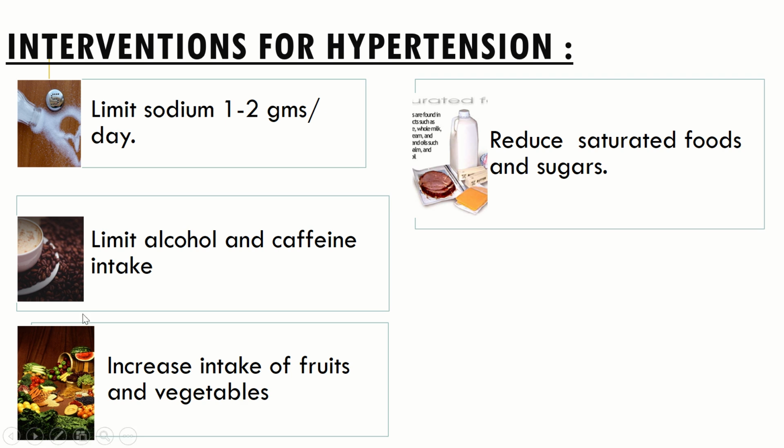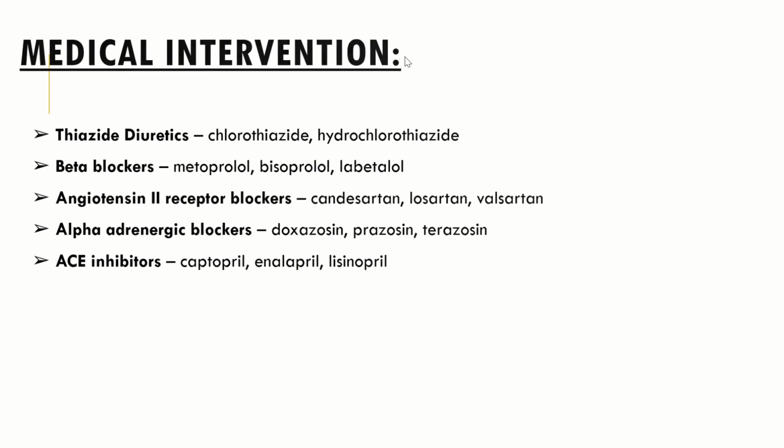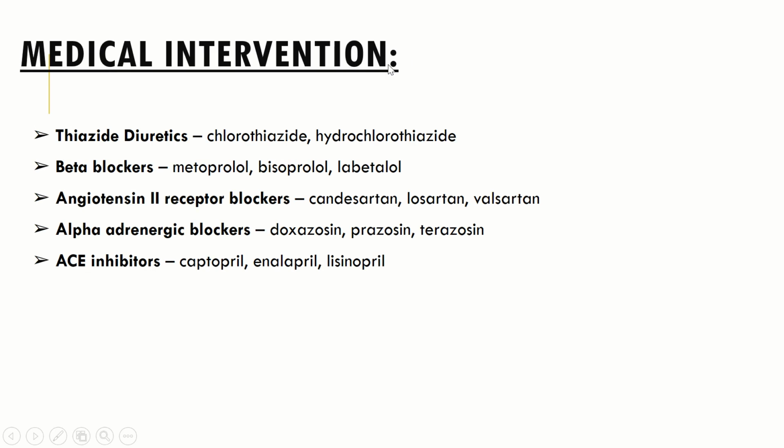Helping to maintain the blood pressure also means increasing the intake of fruits and vegetables and reducing saturated foods and sugars. If you increase the intake of fruits and vegetables, the fiber is more, which helps to reduce the saturated foods and the sugars. These are the main culprits which form the plaque or fat deposition in the blood vessels. So if you increase the intake of fruits and vegetables, the reduction of saturated foods and sugars can happen on its own.